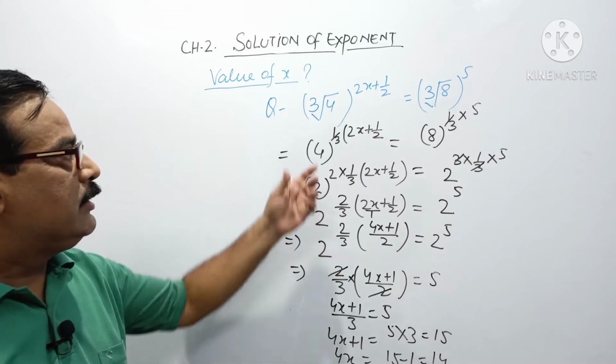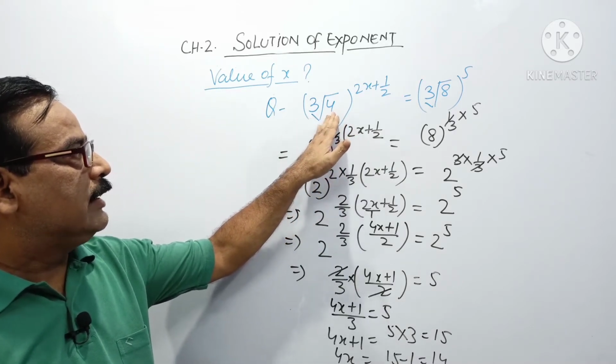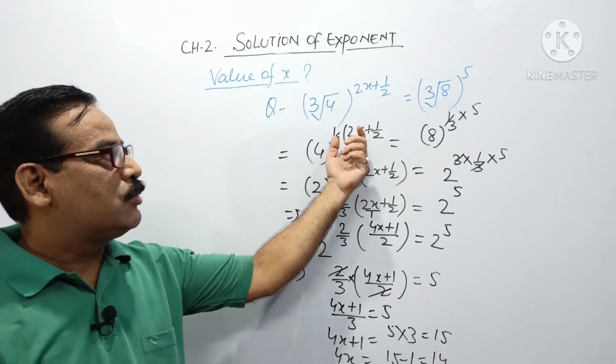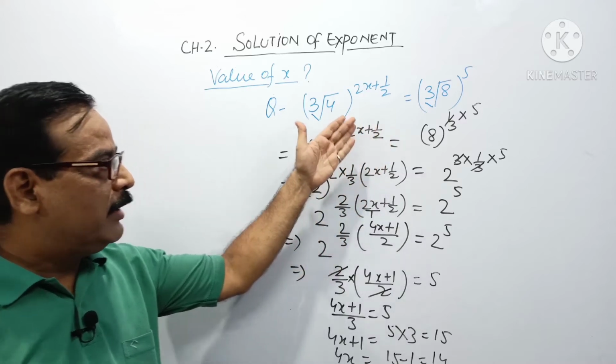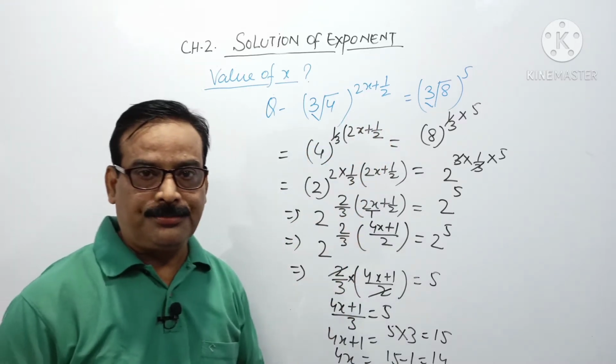So where there is a square root or cube root form, you have to write the cube root or square root in the form of an exponent. So from there you can solve these questions very easily.